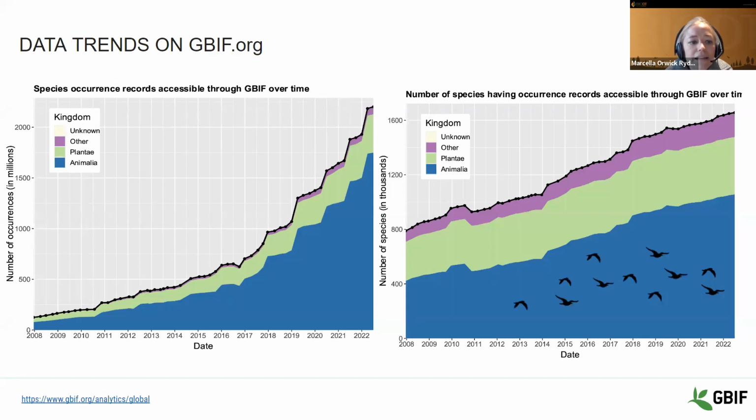And then data trends. So the species occurrence records of GBIF over time. So these occurrences are in the millions. And again, they are very high for animals, a bit less for plants, and then others, for instance, insects and small microorganisms, quite a bit less. And then as well, the number of species having occurrence records that are accessible through GBIF over time. So the number of species here is in the thousands. And again, you can see a similar trend. And we would like to note that within animals, it's a lot of species occurrence for birds that we have in GBIF. So birds are very, very well represented within GBIF data.